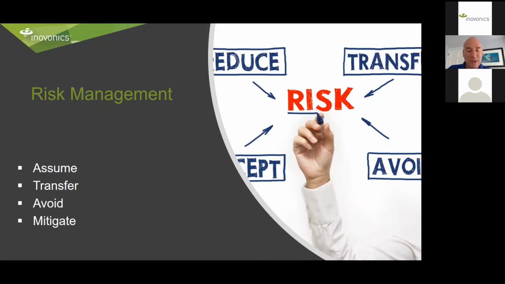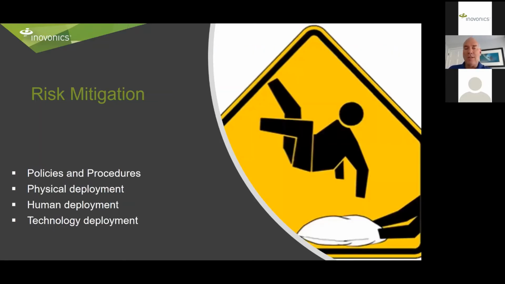Risk mitigation is reducing the outcome of a threat that has occurred. And that's the name of the game in the security industry. That's what we do. We mitigate risk. So let's talk about how we do that, primarily with policies and procedures. That's always the cornerstone, I believe, or one of the cornerstones of a good physical security plan.